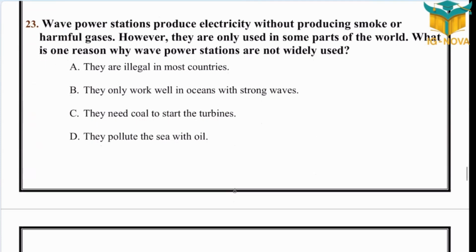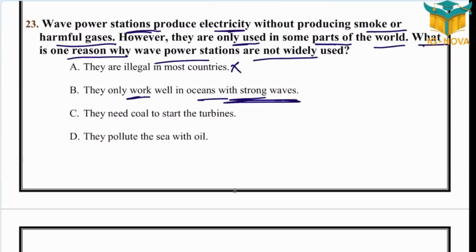Question 23. Tidal power stations produce electricity without producing smoke or harmful gases. However, they are only used in some parts of the world. What is the one reason why tidal power stations are not widely used? They are illegal in most countries. Well, we prefer to use renewable energy sources now, so it cannot be A. They only work well in oceans with strong waves. Yeah, this can be accepted.